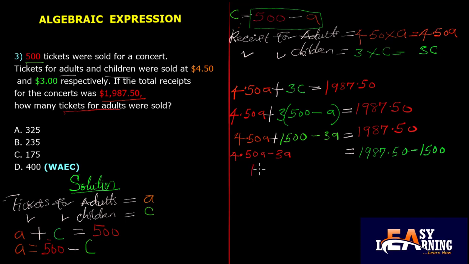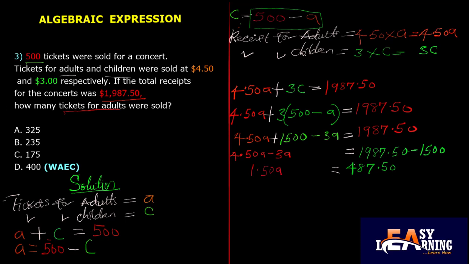Okay, so keep solving it by subtracting 3A from 4.50A. That will give us 1.50A, and subtracting 1500 from this, we are going to have $487.50. I'm used to kobo because we are here in Nigeria. All right, 50 cents. Okay, so we are asked to find A.